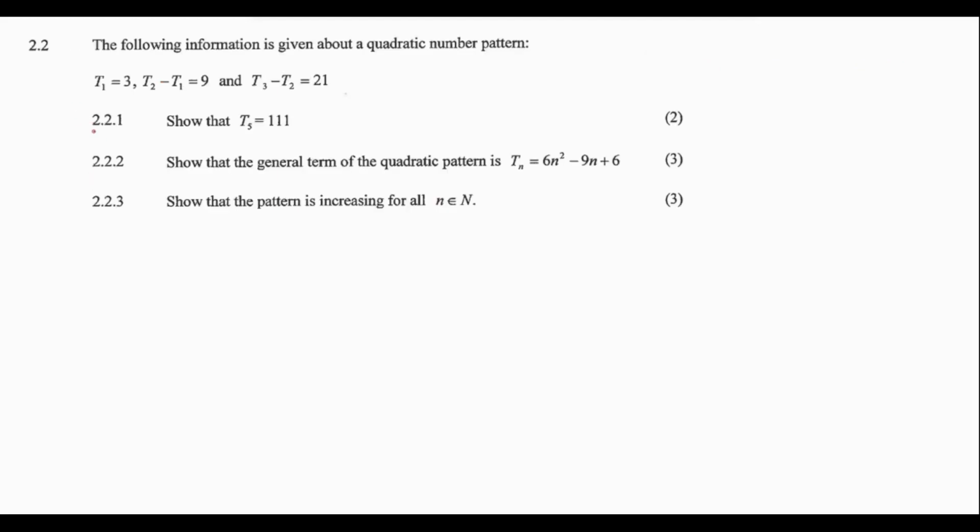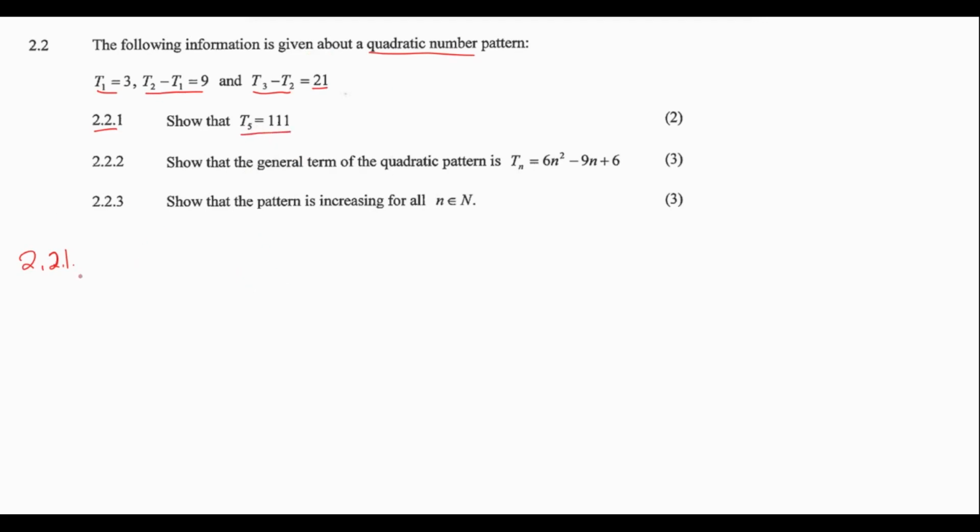Let's do question 2.2.1. The following information is given about a quadratic number pattern. T1 is equal to 3, T2 minus T1 is equal to 9, then T3 minus T2 is equal to 21. Show that T5 is equal to 111.